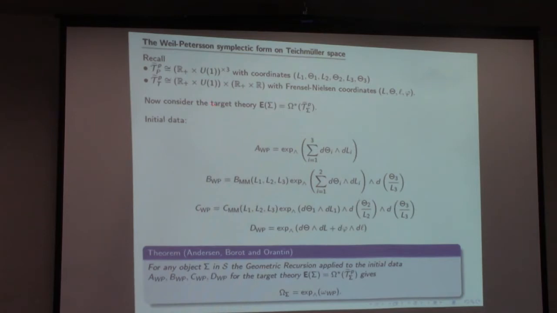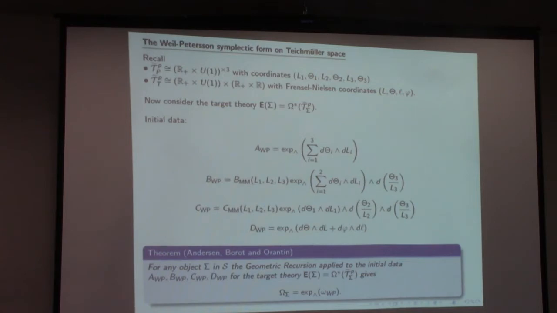What I want to do is look at this special Teichmüller space that I have for pair of pants. Remember, the one for pair of pants is R plus cross U(1) to the third. I have these coordinates: the 3 lengths of the boundaries and the 3 twist parameters of the boundaries. And if I look at a one-holed torus, then I have the coordinates R plus cross U(1) cross R plus cross R, with Fenchel-Nielsen coordinates. This is the length of the boundary, this is the twist of the boundary, and then L and phi are the length of, say, this curve here and the twist around that curve. So that's L and phi.